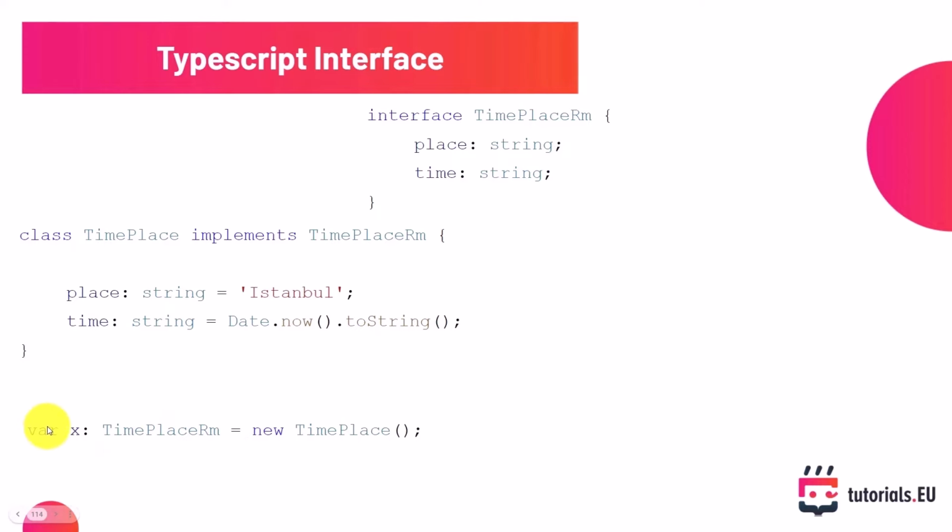We've got that var name of type TimePlaceRM equals new TimePlace. So we've got that TimePlace model here, and we're creating a simple class which implements that model. Now you might be asking, why are we using an interface anyway? We could simply go ahead with a simple TypeScript class, right?